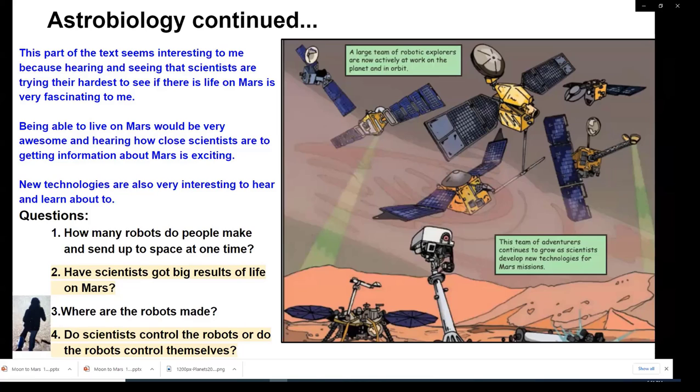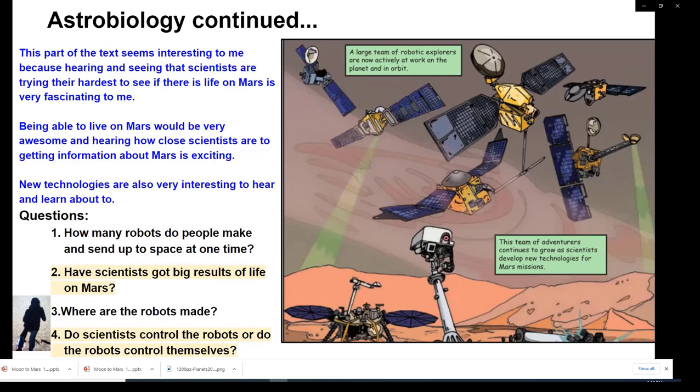Hi, this is the data. This part of the text seems interesting to me because hearing and seeing that scientists are trying their hardest to see if there's life on Mars is very fascinating to me. Being able to live on Mars would be very awesome, and hearing how close scientists are getting information about Mars is exciting. New technologies are also very interesting to hear and learn about too.